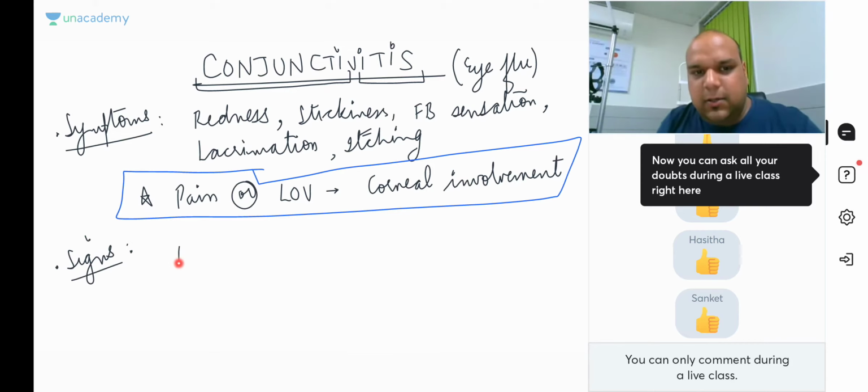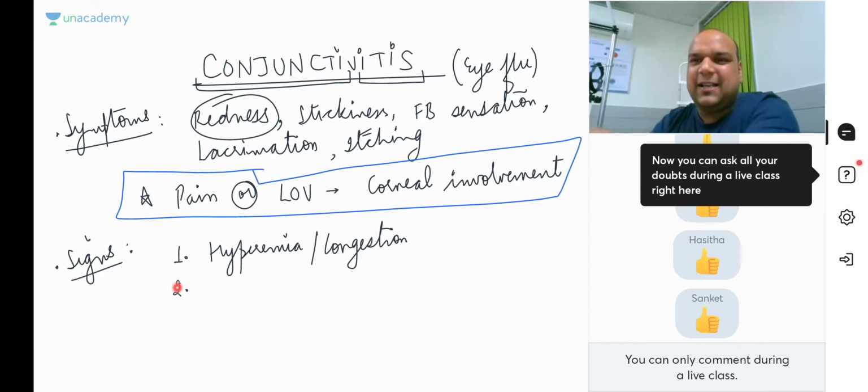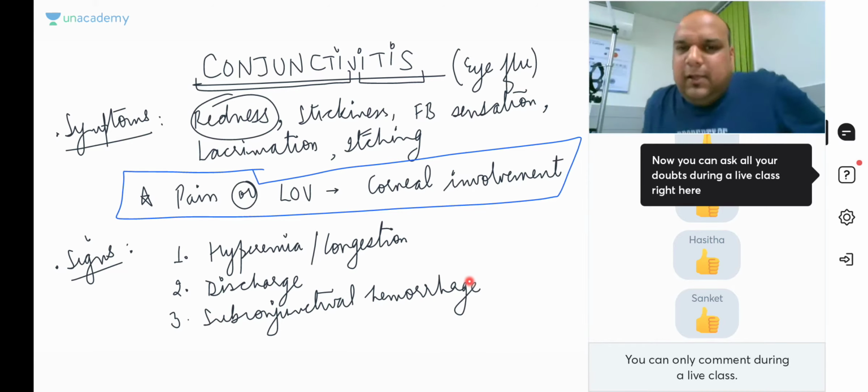So in signs, number one, as I again and again said, redness is a symptom. The same, if we convert into a sign, is called hyperemia, or I can call it congestion of blood vessels. Very simple. Then what will be the second important sign, everybody? Stickiness, everybody. If stickiness or some watering is occurring, I can call it discharge. Third, this can lead to subconjunctival hemorrhage. Obviously, due to inflammation, the vessels may hemorrhage. So the blood will collect, and I can call it subconjunctival hemorrhage.